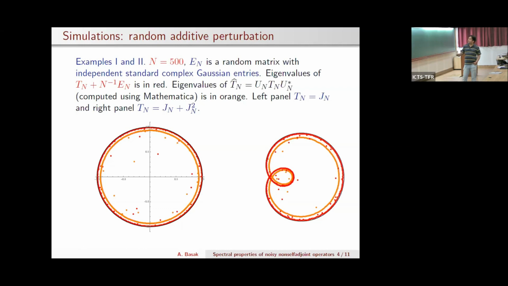And on the right hand side, you have a similar picture for Jn plus Jn square. You can see there is a red and an orange concentric circle. The red is the eigenvalues of this model where you are adding a perturbation, while the orange circle represents the eigenvalues of this matrix Tn hat, which is basically a multiplicative perturbation of Tn. So you see that they are again kind of similar.